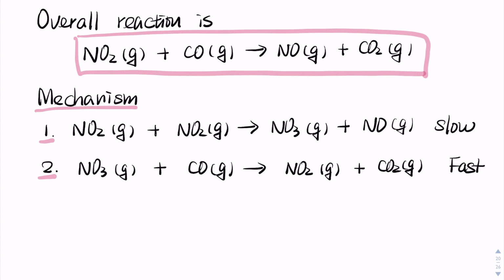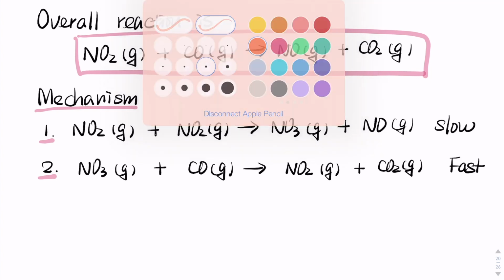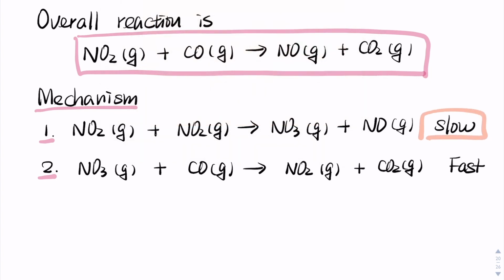So let's work with the mechanism and try to match the observed rate law. Now let's see. For this mechanism, the first step is a slow step. As we know, the slow step means the rate determining step. That means that's what really determines the rate, even for the overall rate law, because that's the bottleneck. That's the traffic on your way home, the accident on the way home. That's what determines how long it takes you to get home.